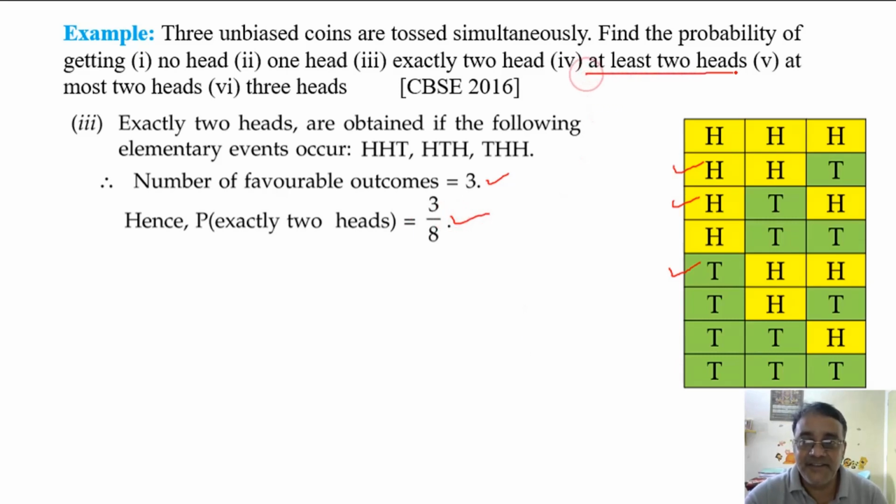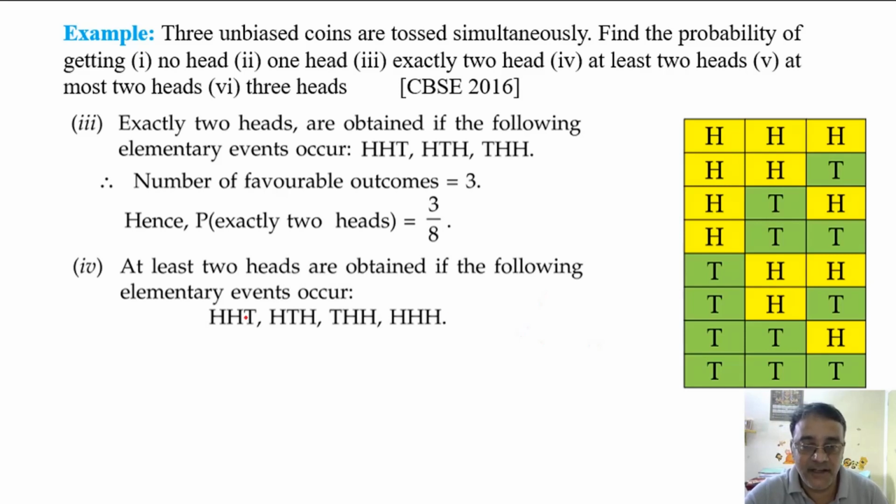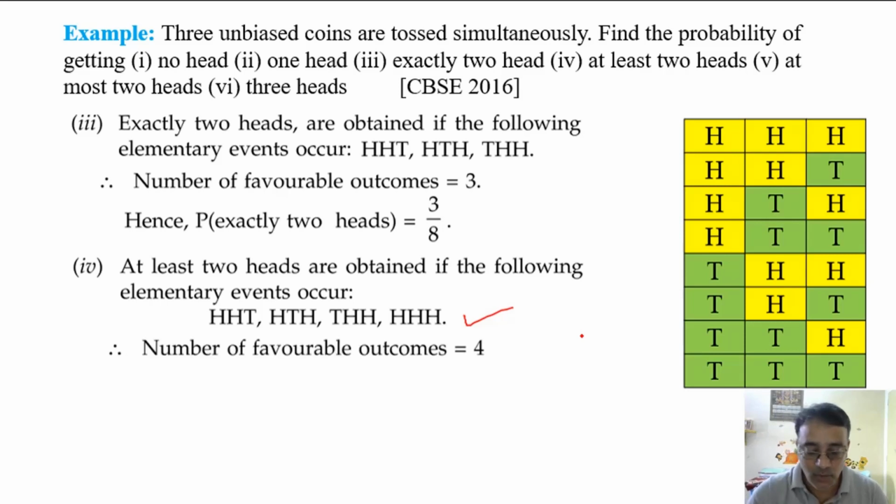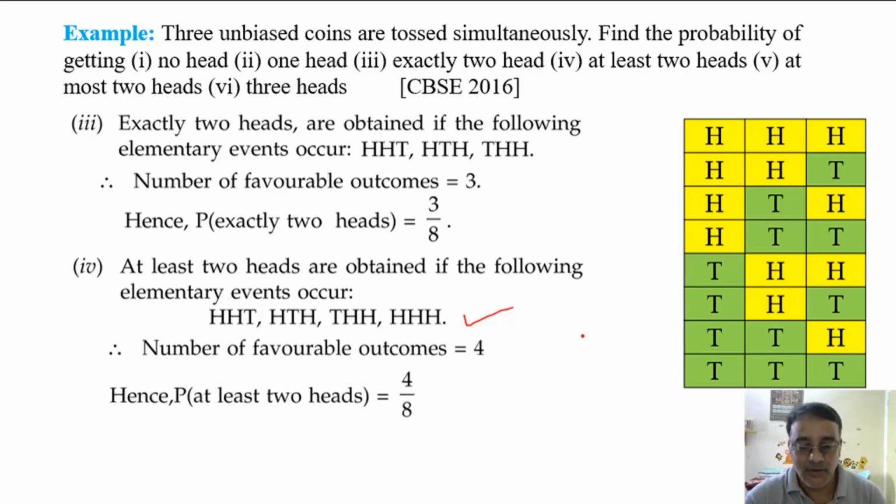Now at least 2 heads. That I already discussed. At least 2 heads means you have to take 2 and 3, that is greater than or equal to 2. So how many times is 2 there? 3. How many times 3 heads? 1. So altogether 4. So at least 2 heads are obtained if the elementary events are these. So the number of favorable outcomes is 4. What is the probability? 4 by 8, simplify, 1 by 2. This is already over in the previous example.